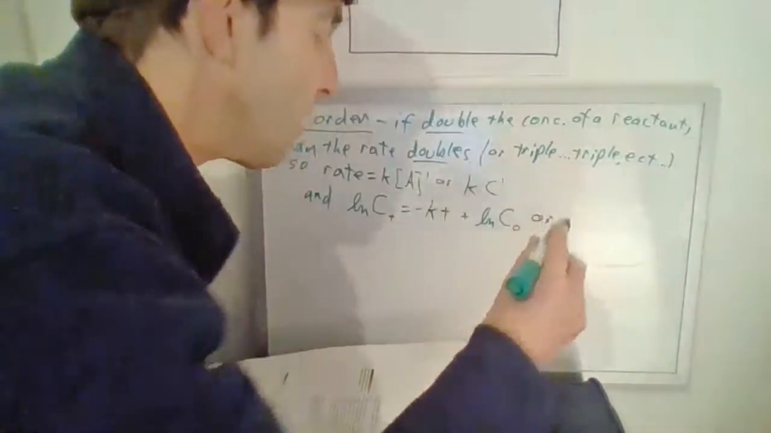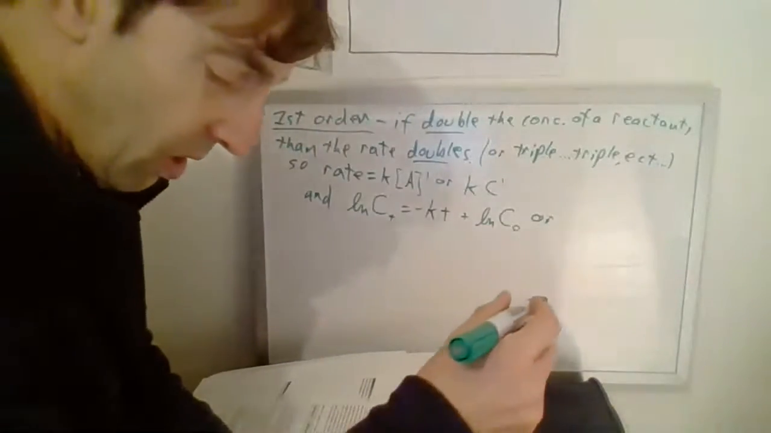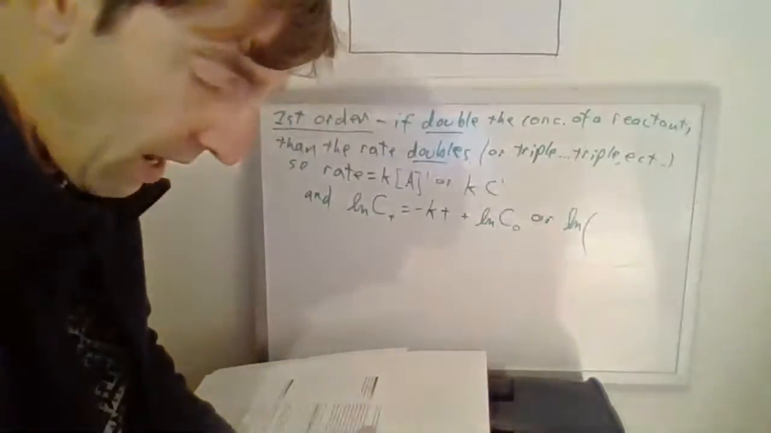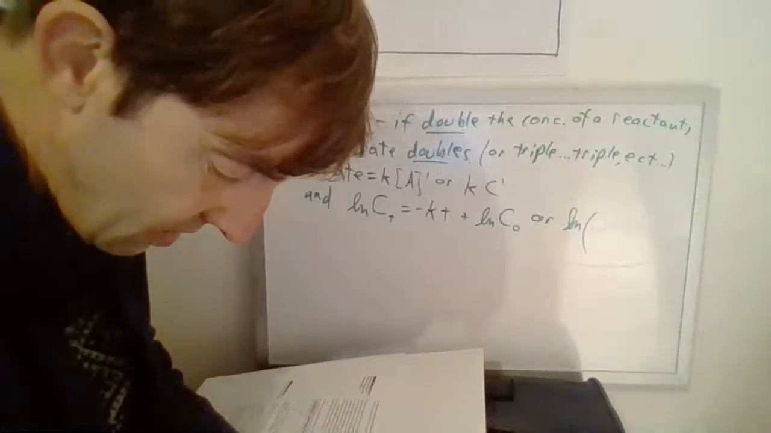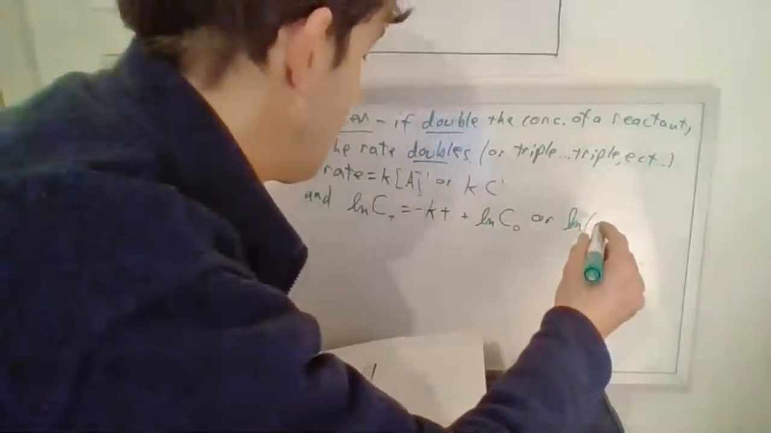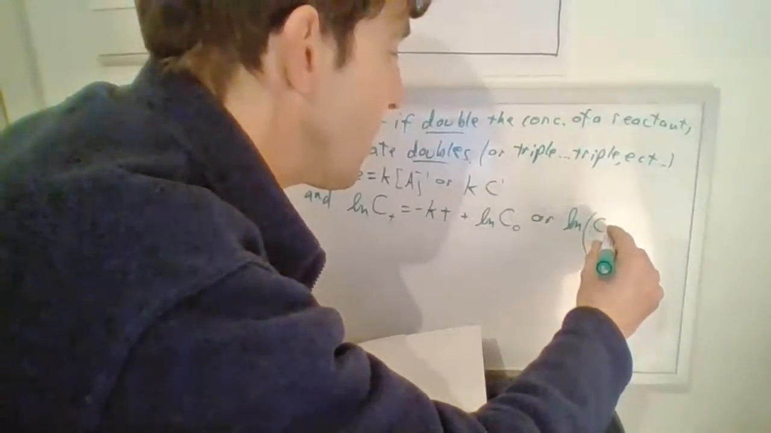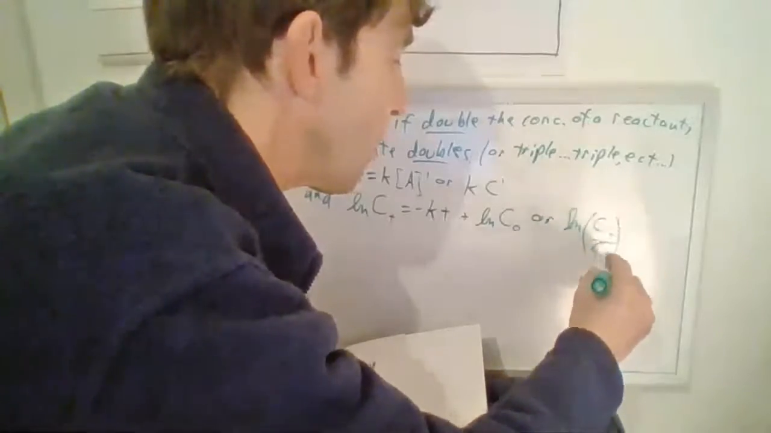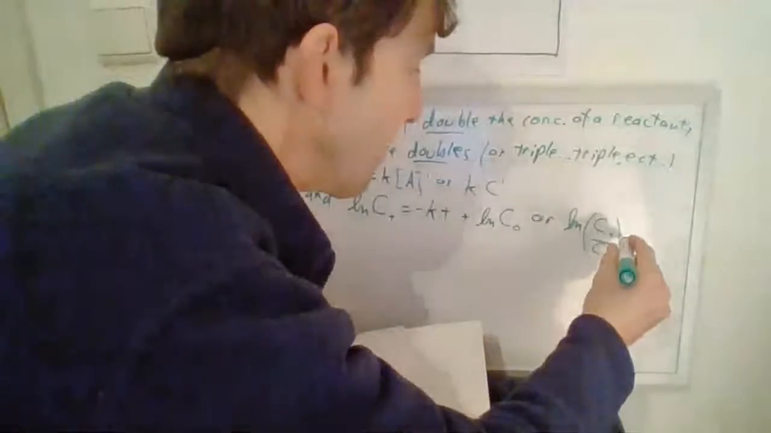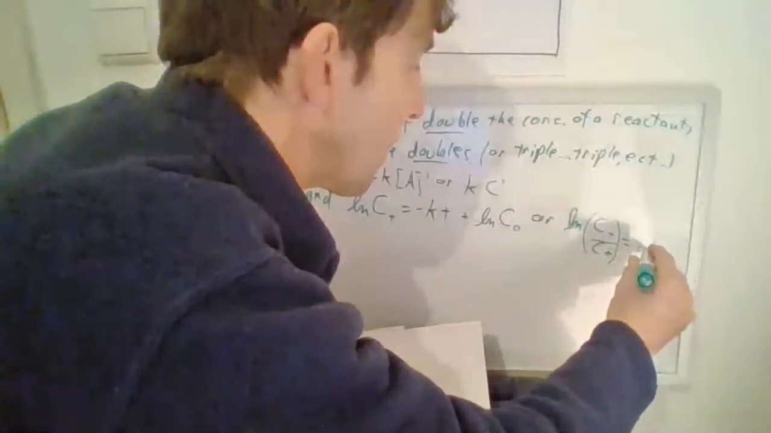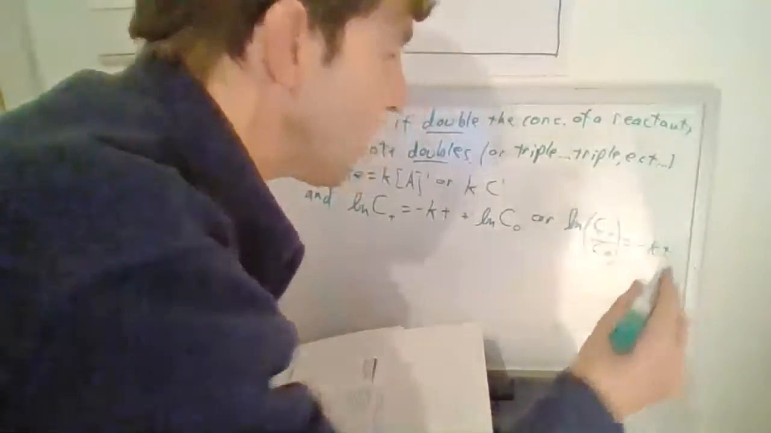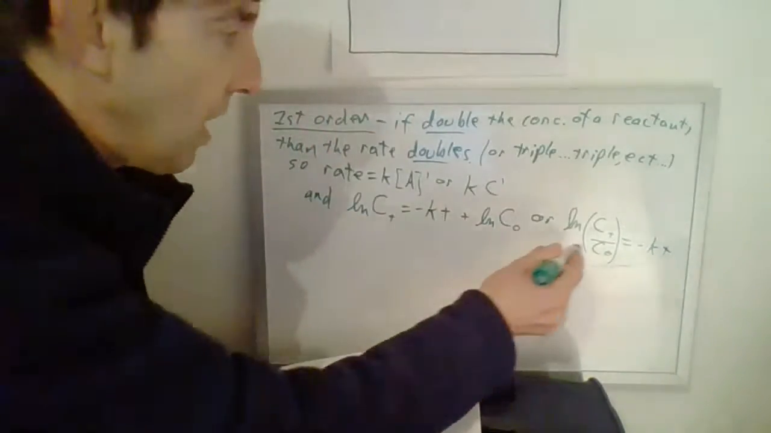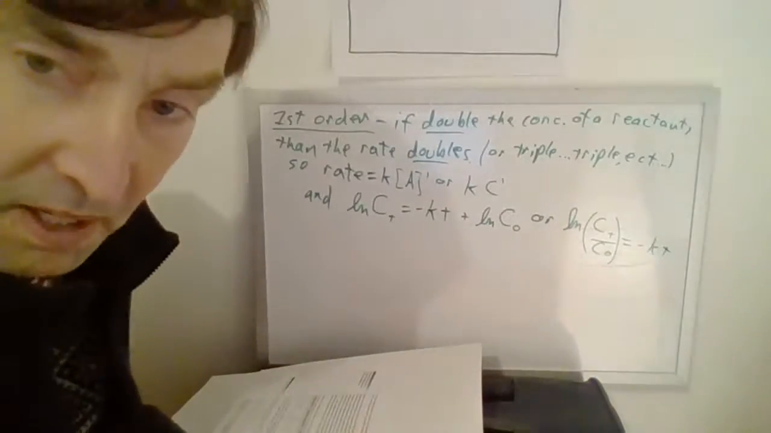Or, and this is the one I use in class quite often, the natural log of this fraction, C at time t over C original equals negative k times t. Are they the same? Yeah. Somehow I find this easier to look at and easier for me to memorize.